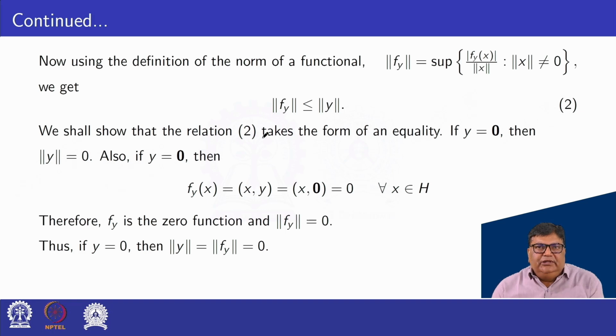We shall show that relation 2 takes the form of an equality. If y is equal to 0, then norm y is equal to 0. Also, if y is equal to 0, then Fy(x), defined as the inner product of x and y, is the inner product of x and 0.